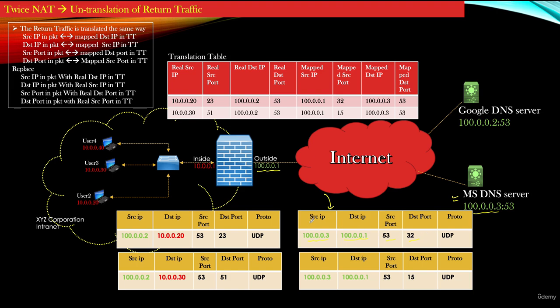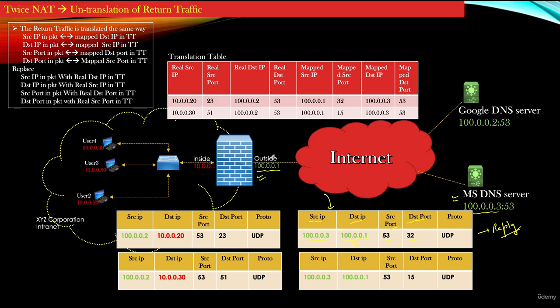Simply swap the source and destination IP address and source and destination port number. So this packet is a reply packet which is generated by the DNS server, and this reply packet is being targeted towards the firewall of XYZ Corporation because the destination IP address is 100.0.0.1, which is a public IP address owned by the firewall.